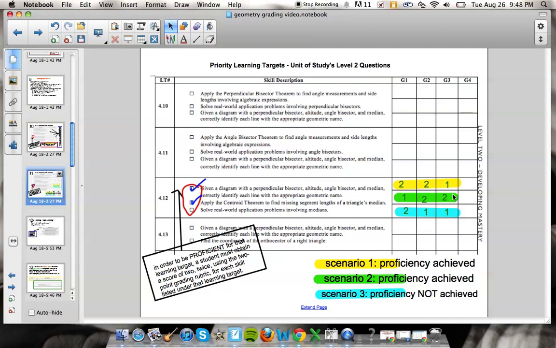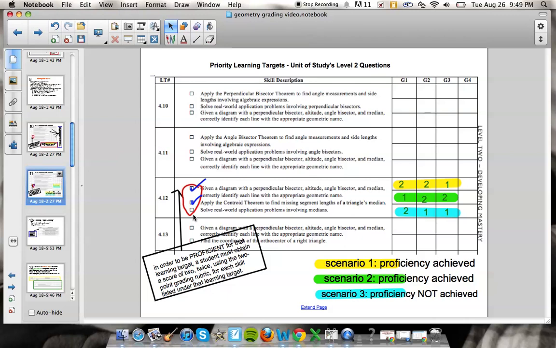So this means that the student also is proficient in this skill, so they received a check mark, and they are proficient because they scored 2 twice out of the 3 times that it was tested. Now, if you look at this third skill for this learning target, the first time they got it right, the second time it was tested, they didn't do so hot, and then the third time it was tested, they didn't do so hot as well. So in this case, the proficiency was not achieved, and so we did not give them the check mark.